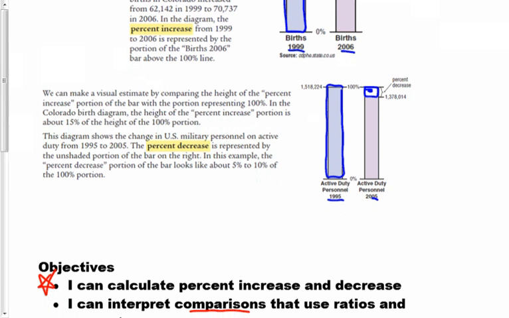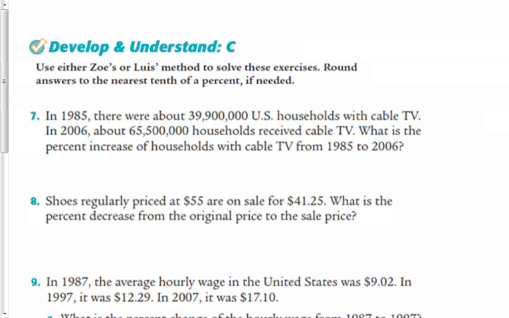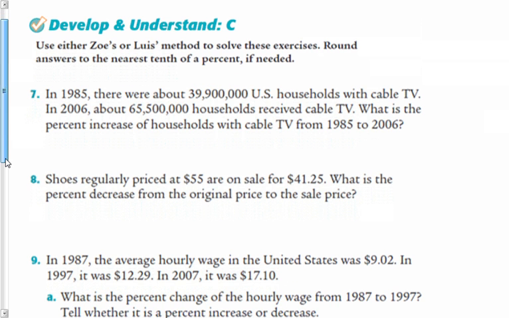To do that, let's go to the third page here. I'm going to show you two ways to do it, and you can decide which one you're the most comfortable with. In problem number 7, it says in 1985 there were about 39,900,000 U.S. households with cable TV. In 2006, there were about 65,500,000 households that received cable TV. What is the percent increase of households with cable TV from 1985 to 2006?